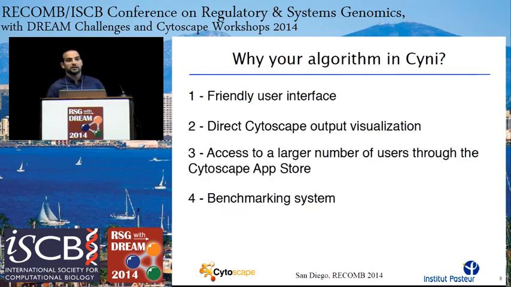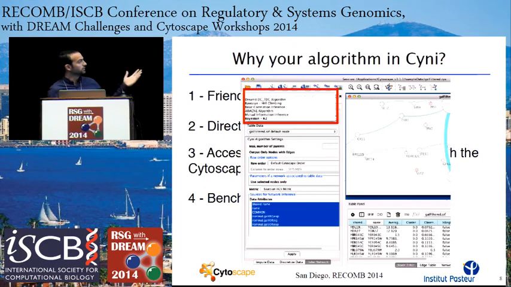And finally, one more reason that maybe you didn't consider is that you can use Cytoscape and the Cyni framework as a benchmarking system. By just clicking on the list of algorithms, with one click you can change from one algorithm to another, and with the same data loaded, the same context, you can get different networks for the different algorithms. Then you can use Cytoscape to compare these networks, so you can use this as a benchmarking system.